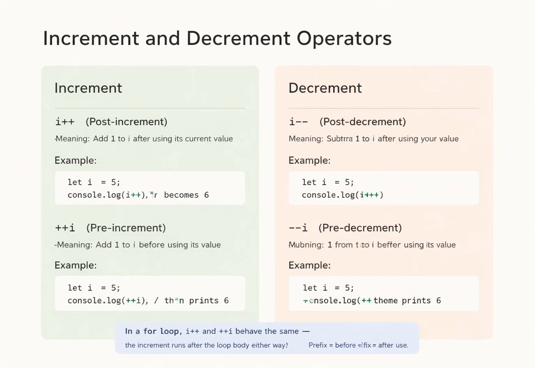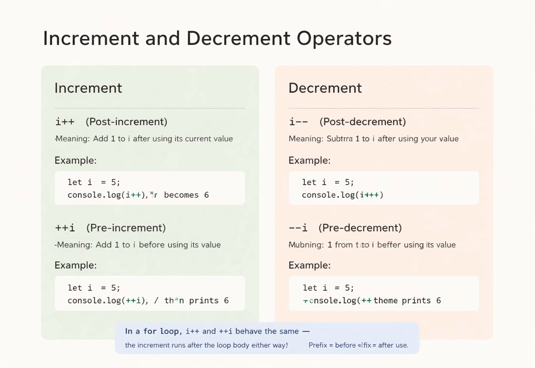A student asked about the difference between prefix and postfix increment. Great question. The double plus operator, i++, is called post increment. It means use the current value of i first, then add 1 to it. So if i is 5 and you write console.log of i++, it prints 5 and then i becomes 6.